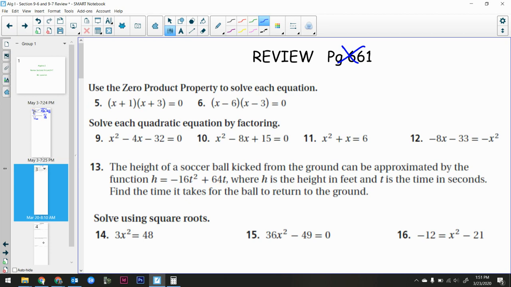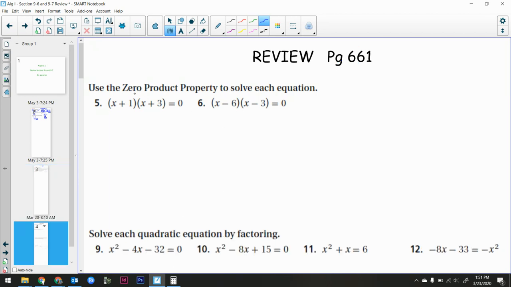Okay. So I got them spaced out here. All right, so this is basically your quiz in a nutshell, okay? If you could do these problems, you'll be fine for your quiz.